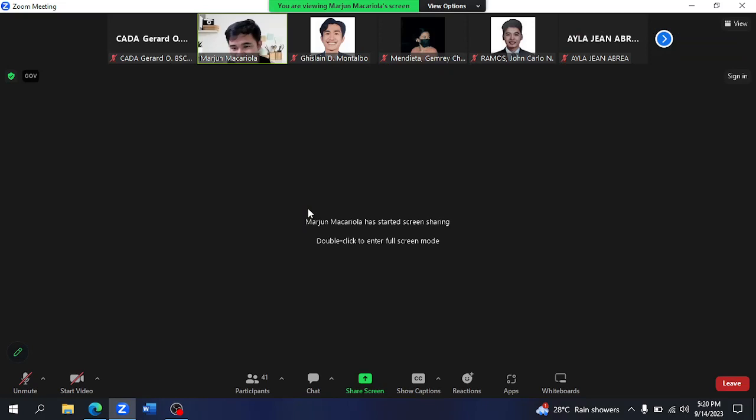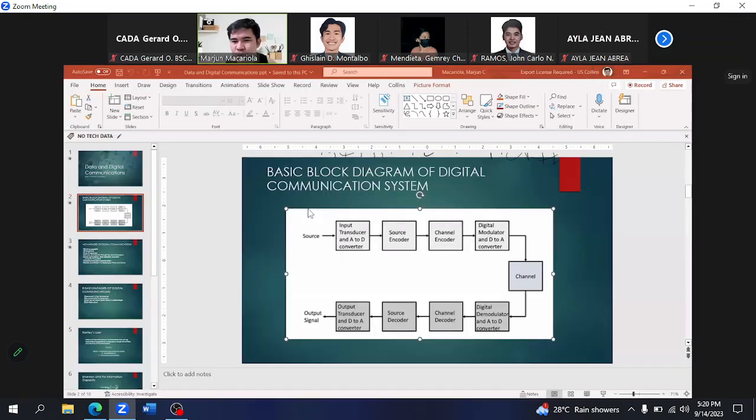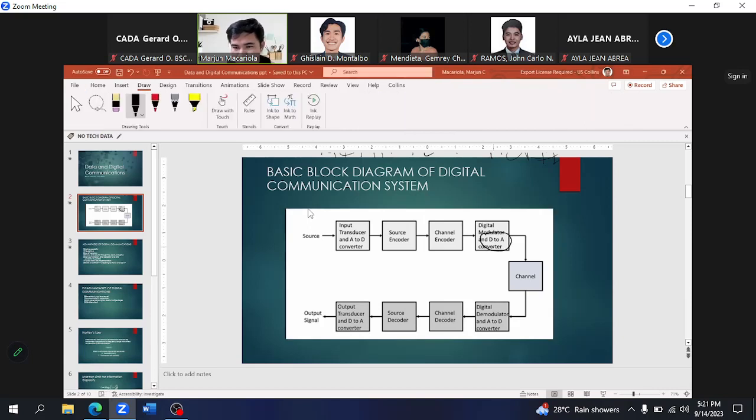Okay? So after, may output na tayong tinatawag na channel source code. Right? So that digital signal represented in binary sequence is converted into an analog signal. Ayan. So kaya meron tayong digital to analog converter. So dadaan na siya ng modulation.